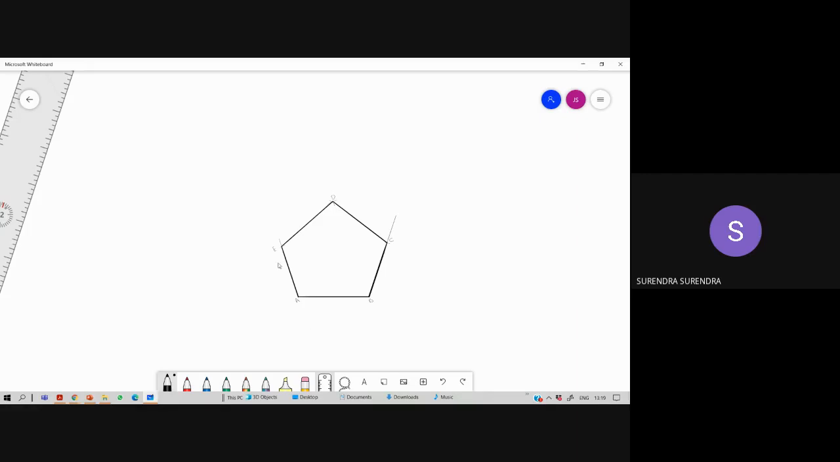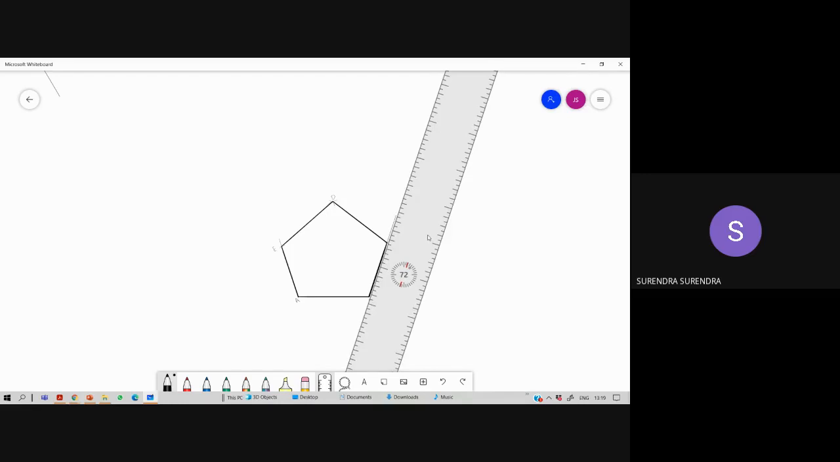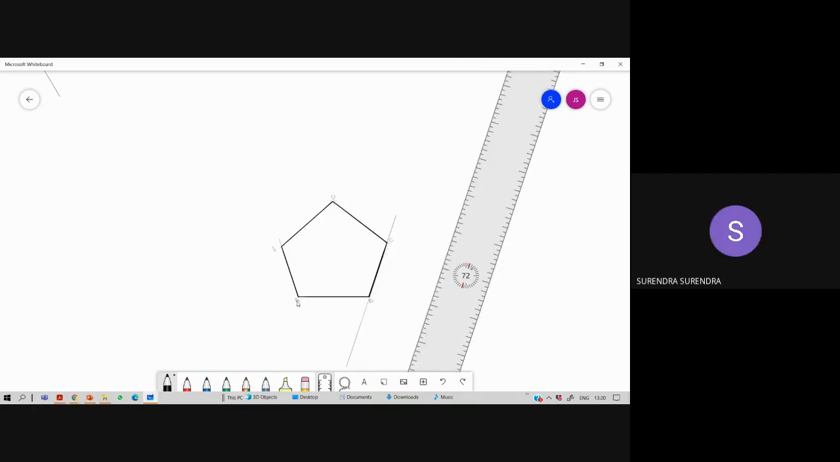Suppose a thread is wound around this pentagon. Starting from A, I'm trying to unwind here. What is the length of the thread when it reaches this position? Any of you? Sir, 150 mm, sir. 180, sir. I'm unwinding only one side, not the complete thread. The complete circumference is 150, 5 into 30. Just one side.